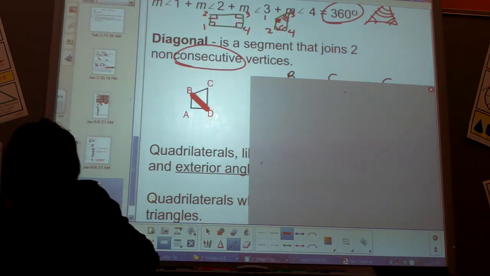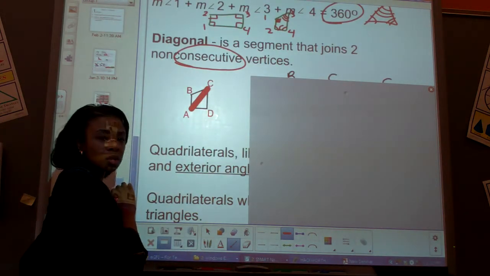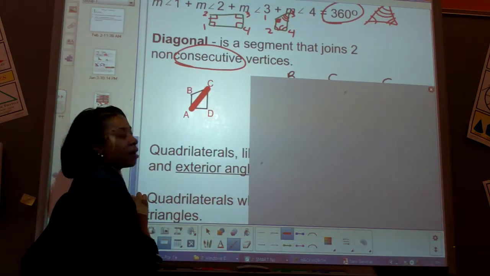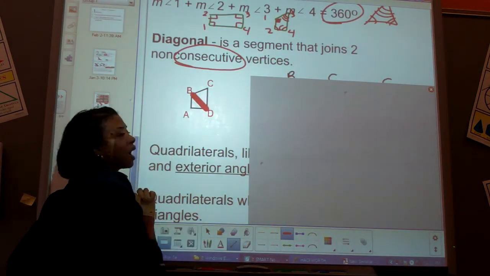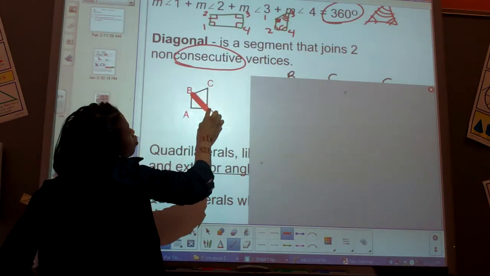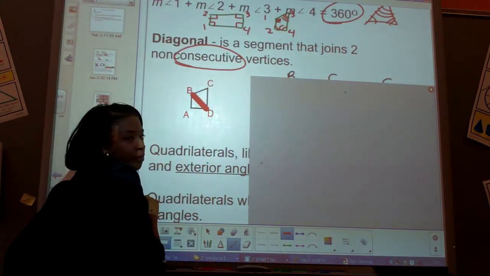What's another diagonal that's potentially there? A and C. That's also a diagonal. AC is a diagonal. Just like DB is a diagonal. I'm joining 2 non-consecutive vertices. They don't touch one another. Okay?